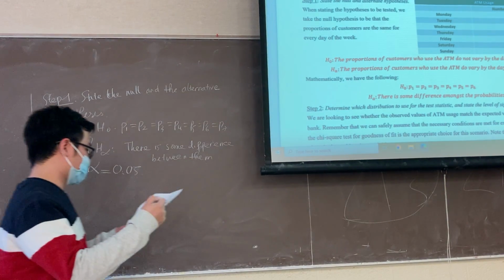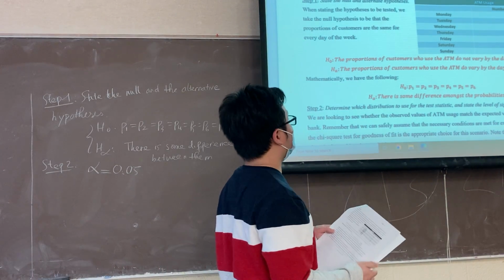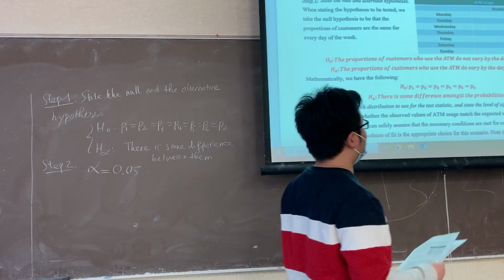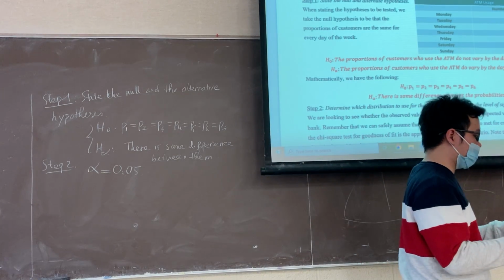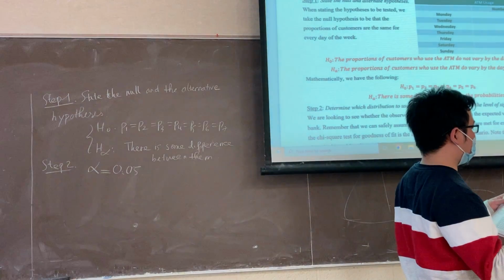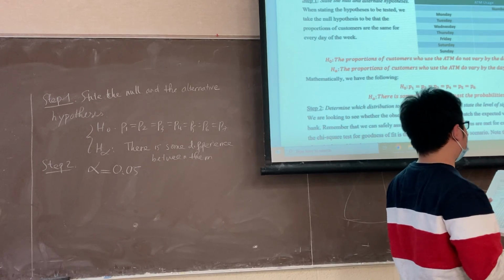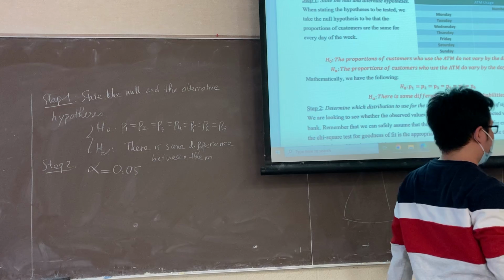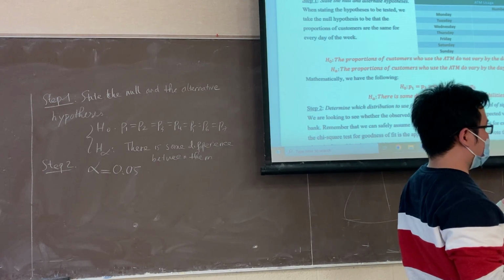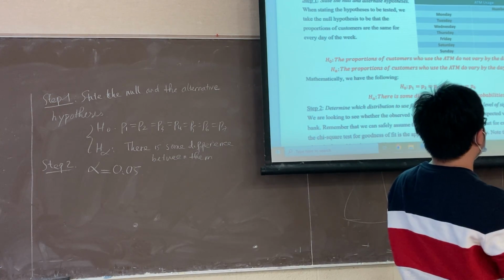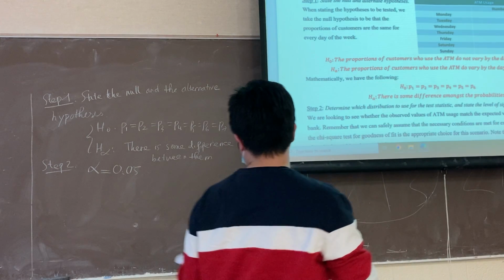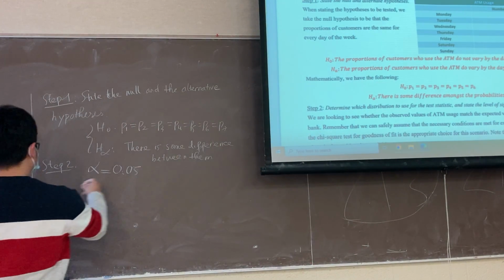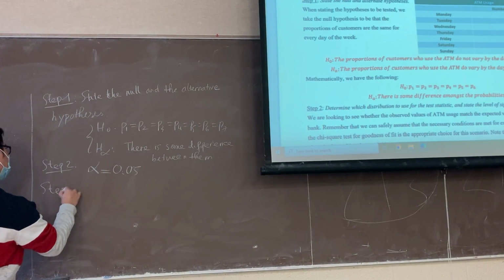And in step 2, sometimes we need to check the conditions. You saw that we have to check the 3 conditions. The sample is randomly selected. Okay, that's fine. The calculation uses frequency. That's all frequency, right? And the expected frequency for each category is at least 5. Exactly. We don't need to worry about this. Okay, we checked the 3 conditions.